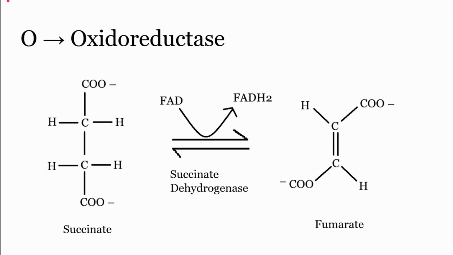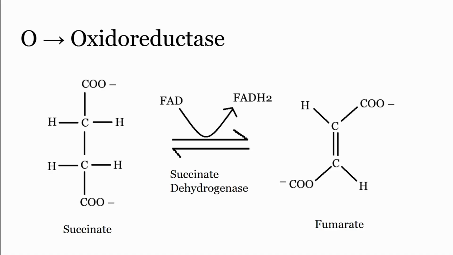Fifth, we have oxidoreductase. Oxidoreductases carry out oxidation reduction reactions by transferring electrons. A classic example, which is on the slide, is succinate dehydrogenase, which converts succinate into fumarate, which is actually part of the Krebs cycle. During this reaction, 2 hydrogens are removed from succinate, forming a double bond. And at the same time, FAD is reduced to FADH2.